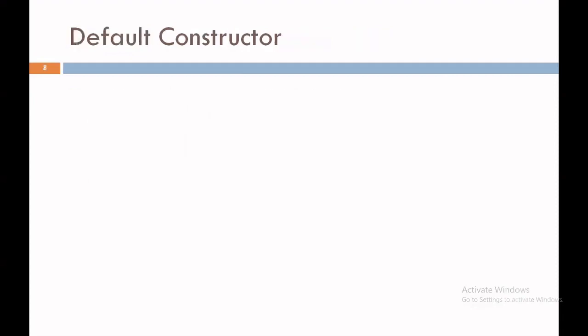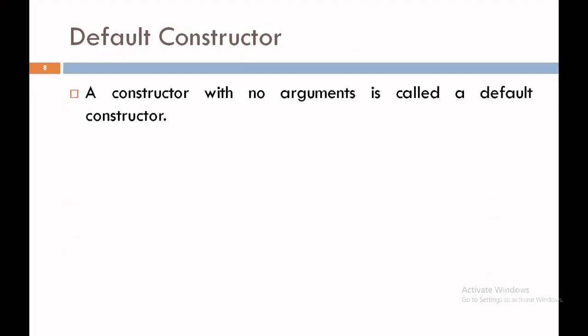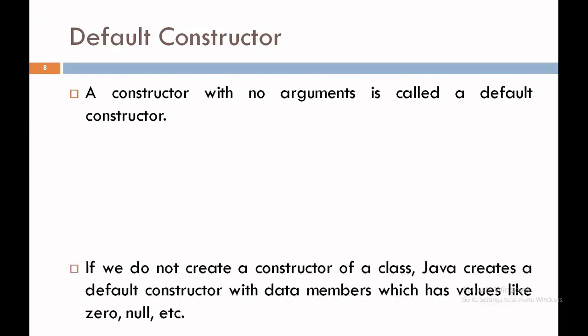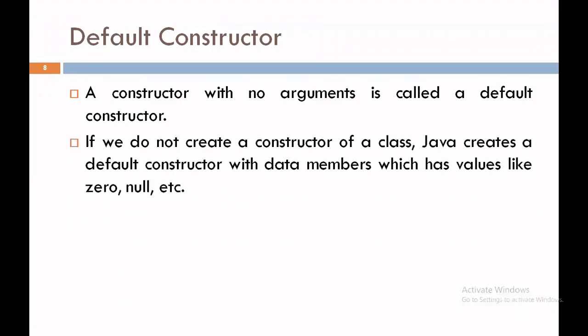Now, the first constructor is the default constructor. What is a default constructor? A constructor with no argument is called a default constructor. We can create a default constructor either implicitly or explicitly. If we do not create a constructor in a class, Java creates a default constructor with the data members having values like 0, null, etc. That means this is the implicit constructor which is created by the system itself.